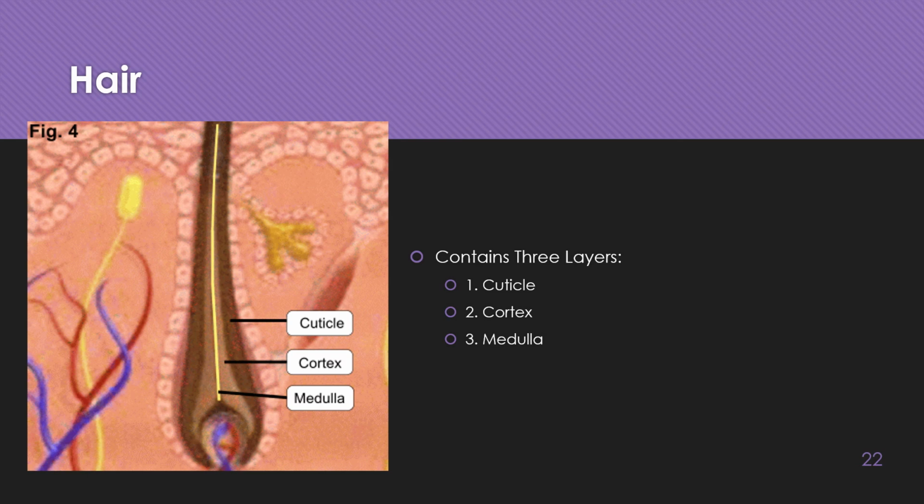The hair color that you have is determined by melanocytes made at the base of each hair follicle. Okay, so again, the medulla is the most inner layer, the cortex is the middle layer, and the cuticle is a single outermost layer. And again, the hair color that you have is determined by the melanocytes at the base of your hair follicle.